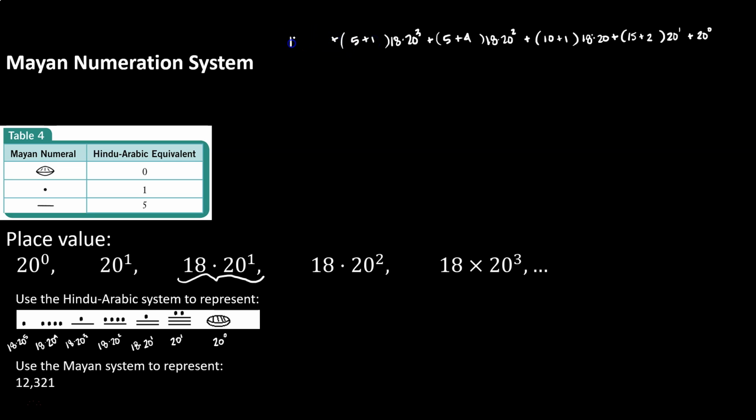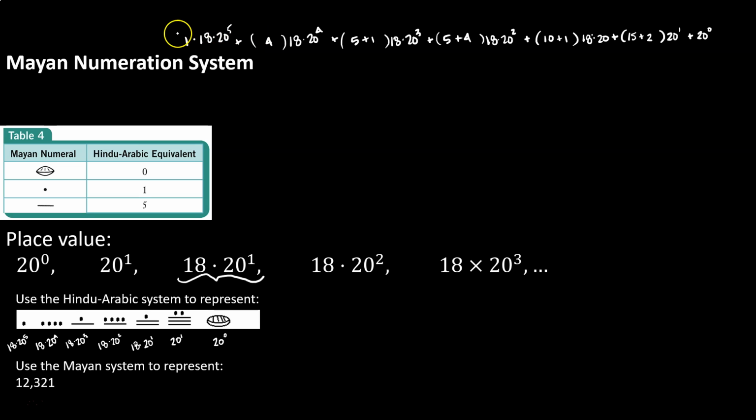Our next place value is 18 times 20 to the 4th. We have 4 dots there, so that's just a 4. And then in the last place value, 18 times 20 to the 5th, we have a single dot, which would just be like 1 times 18 times 20 to the 5th.